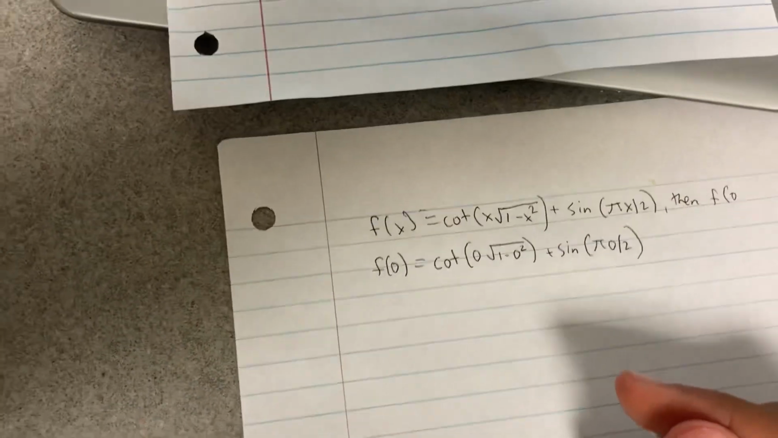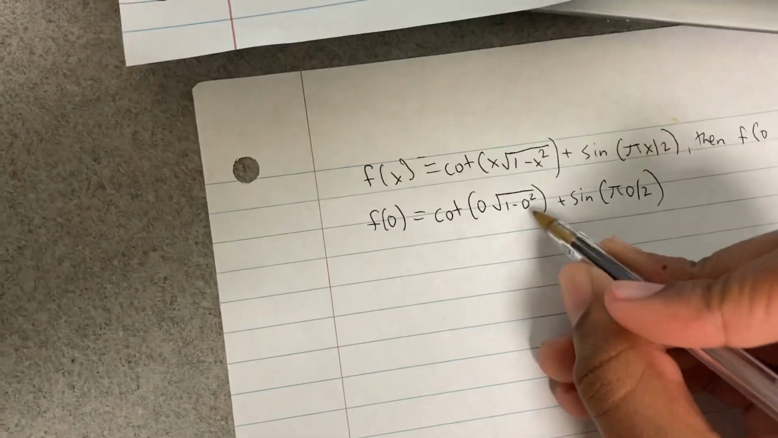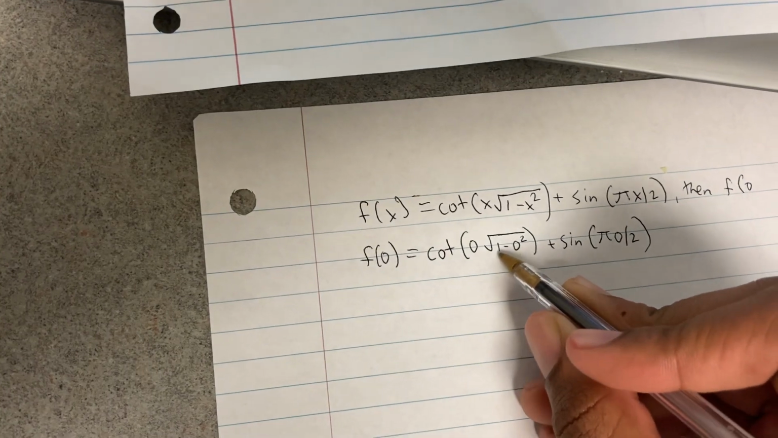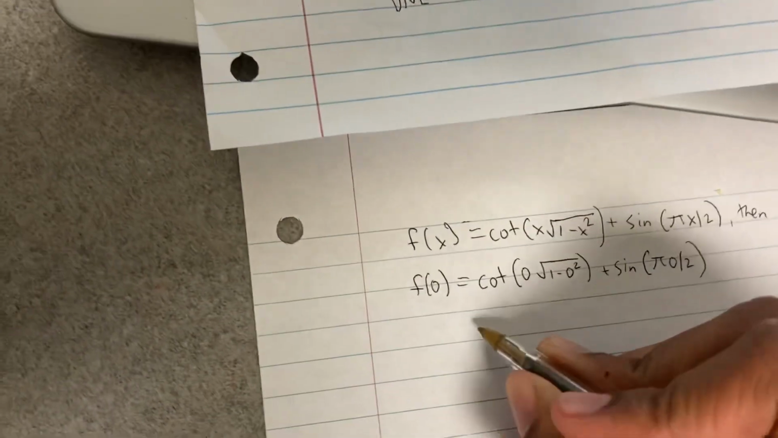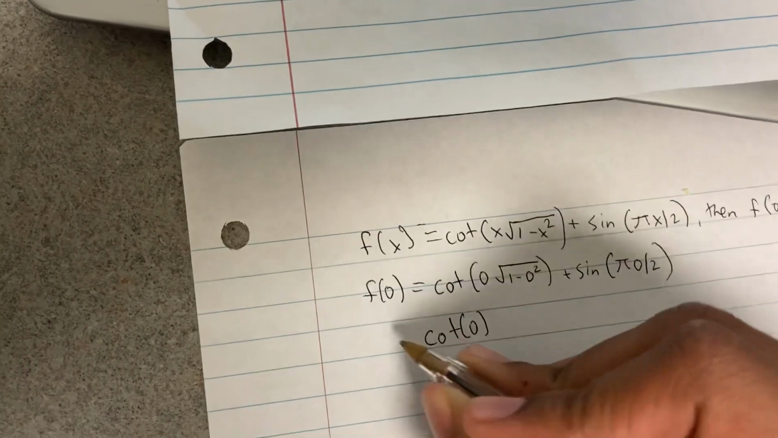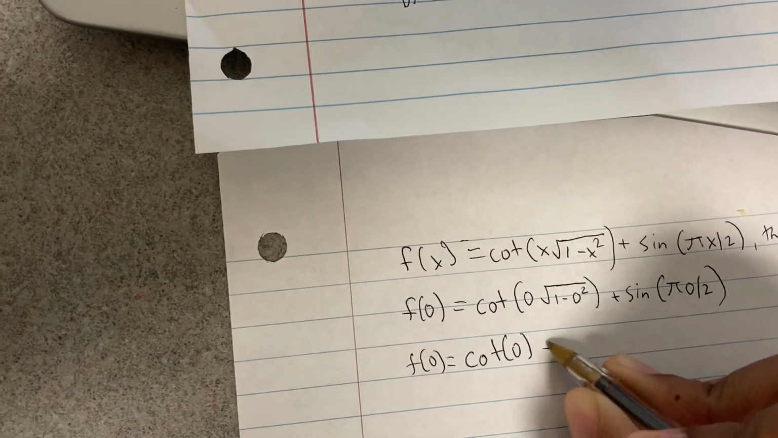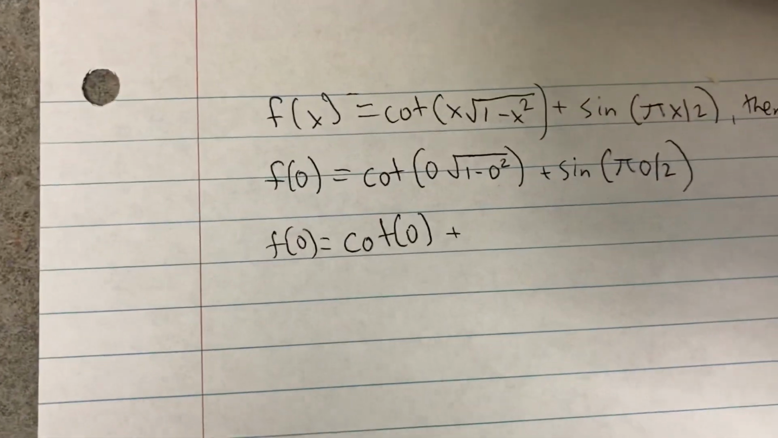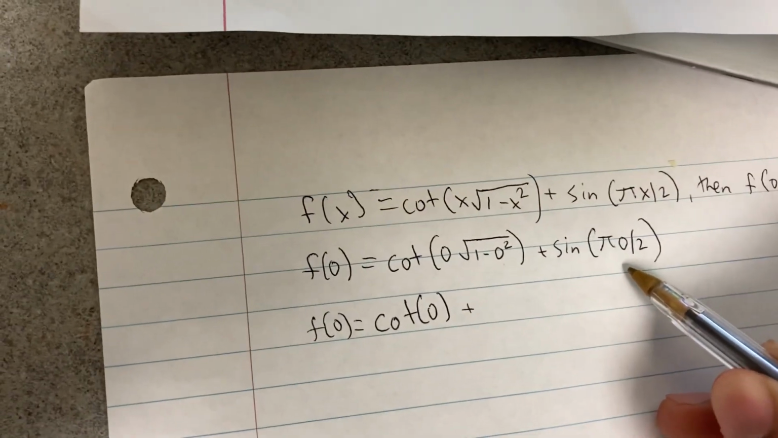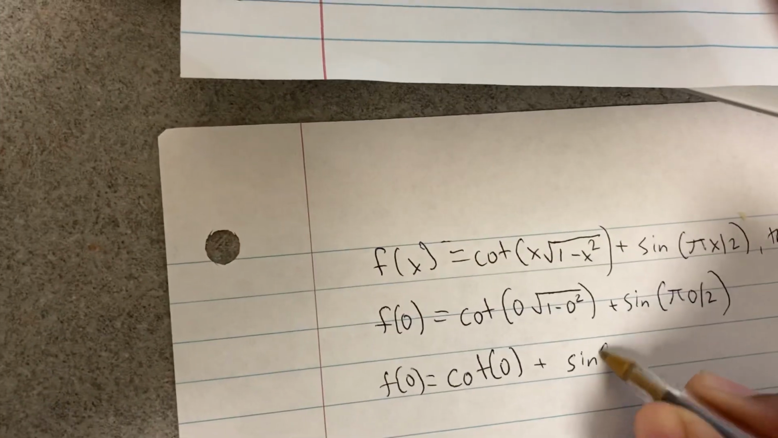So here we can start doing this one by one. 0 squared is 0, 1 minus 0 is 1. The square root of 1 is 1, and 1 times 0 is 0. So obviously, this would stay as cotangent 0. And then for the sine, pi times 0 is 0, and 0 divided by 2 is 0. So this would also be sine 0.